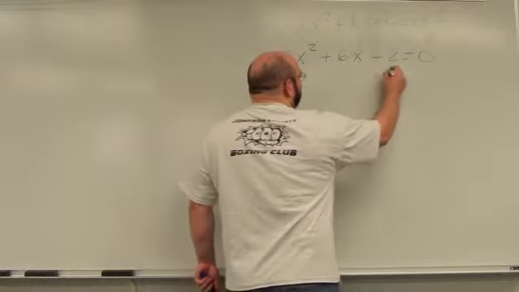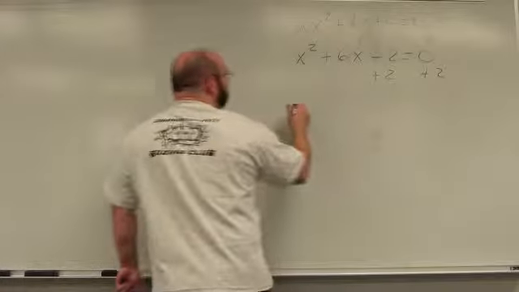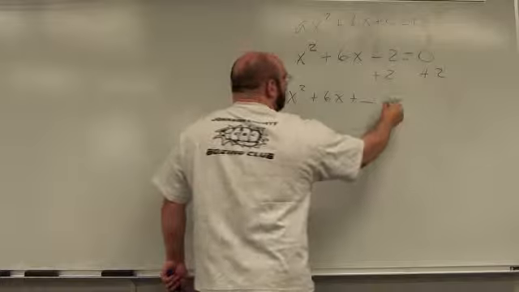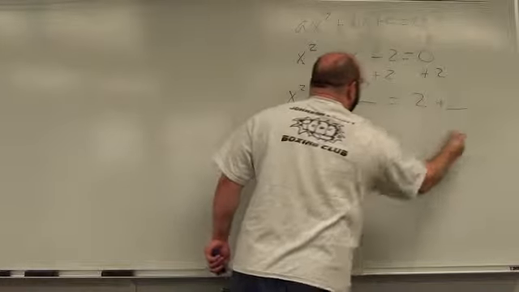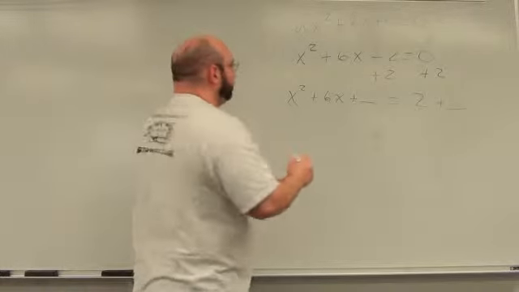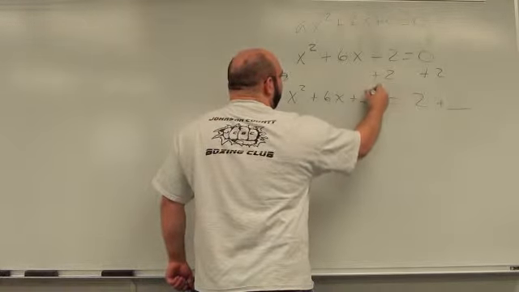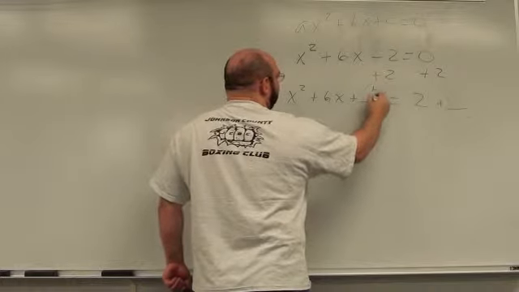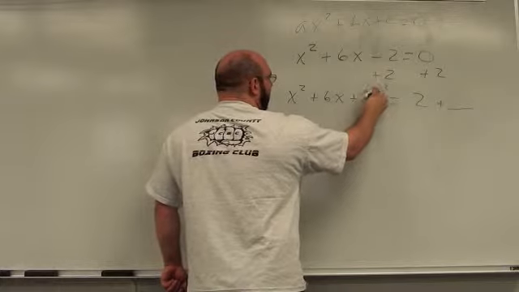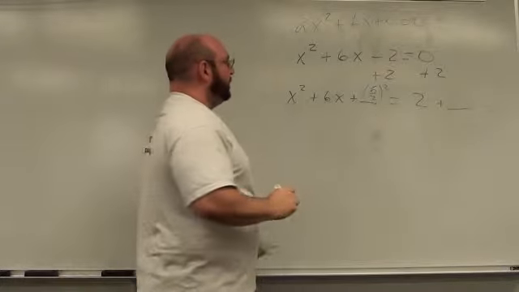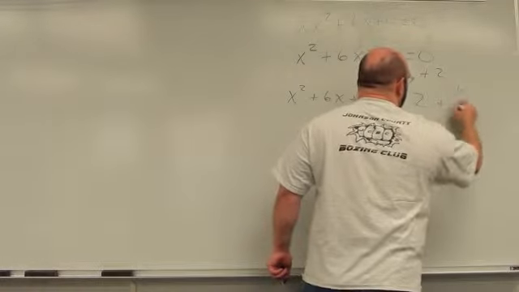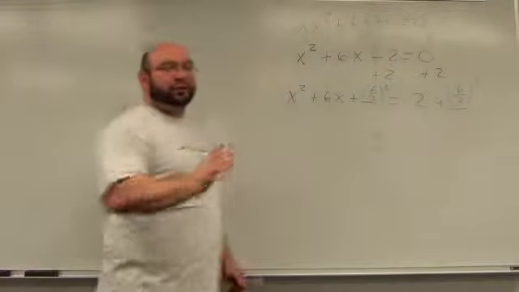So I'm going to kick my c out. When I do that, I get x squared plus 6x plus something is equal to 2 plus something. Alright? Now from here, we're going to color code this up a little bit. B divided by 2, and we're going to square that. Well, what is our b? Our b is 6. So I'm going to make this a 6. 6 divided by 2 squared.